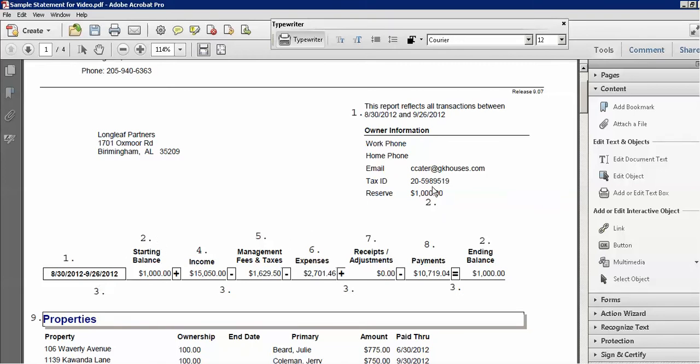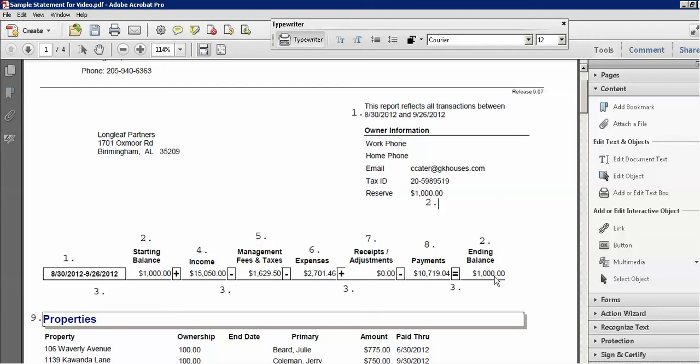Section 2, right here, and right here, is the reserve amount, the starting balance, and the ending balance. The reserve amount is the stated amount of money Golden Key requires to be held on behalf of the owner. The reserve amount, as specifically stated under the owner information, right here, does not reflect an actual balance, but how much the ending balance should be. The reserve is not an actual separate account, but a threshold to be met before we are able to disperse funds to the owner.